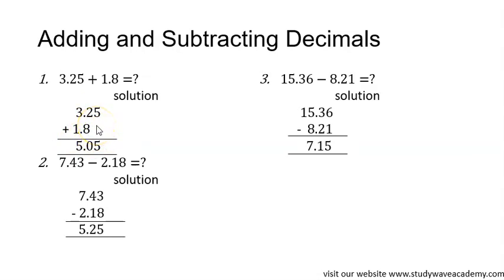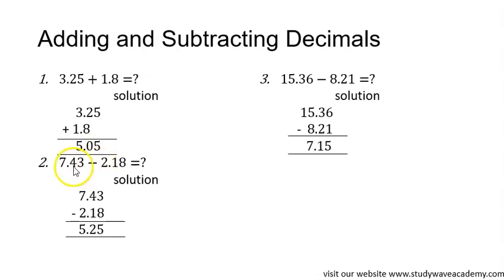So when adding, you know you start from the right to the left, right? 5 plus nothing is 5. 2 plus 8 is 10. You write down 0 and carry 1, the normal pattern. You have 1 here. 1 plus 3 is 4. 4 plus 1 is 5. So you write down 5. We have 5.05. So adding these two together is going to give you 5.05. Do you understand that?